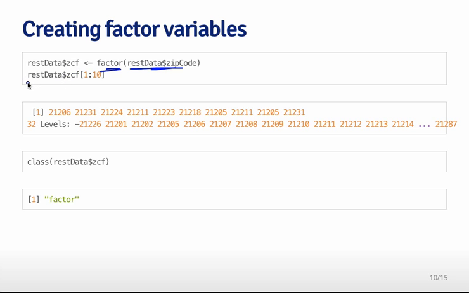which I'm calling ZCF. So if I look at the first 10 values of ZCF, it shows me these values, and they look just like they did before. They look like the values that are the zip code values, but then it tells me how many different zip code levels there are. There are 32 different zip code levels, and if I look at a class of this variable, it's a factor variable.